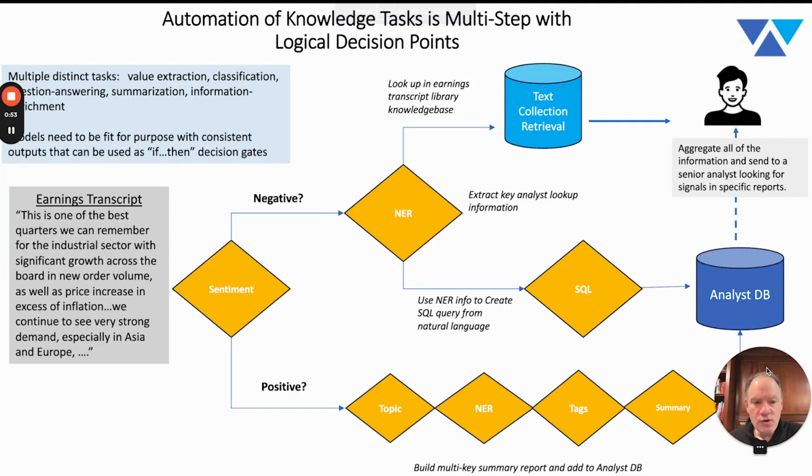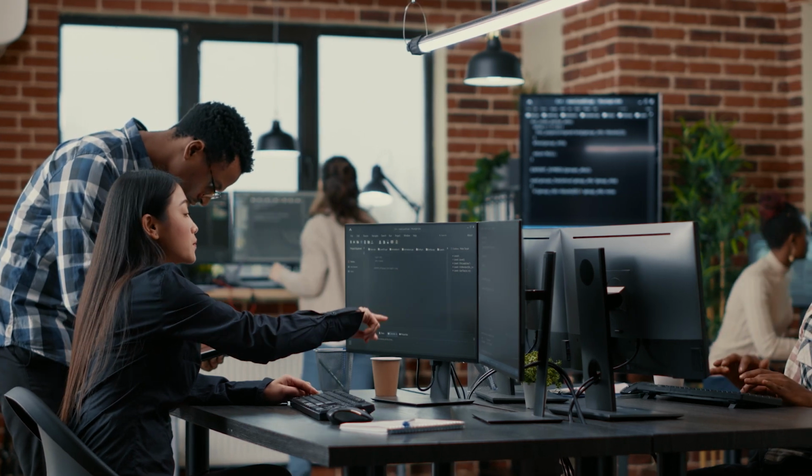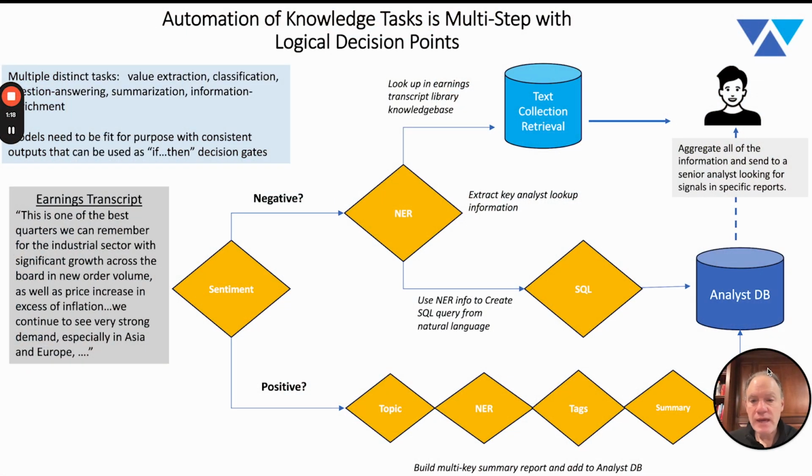One of our motivations behind the SLIM models is that in most complex real world knowledge automation activities, there are multiple steps. It's rarely as simple as: I've got a big chunk of text, answer a question about it, or give me a summary of it. Usually any type of knowledge work, the type of work that analysts do, involves multiple steps of processing. And oftentimes there are decision points in that processing.